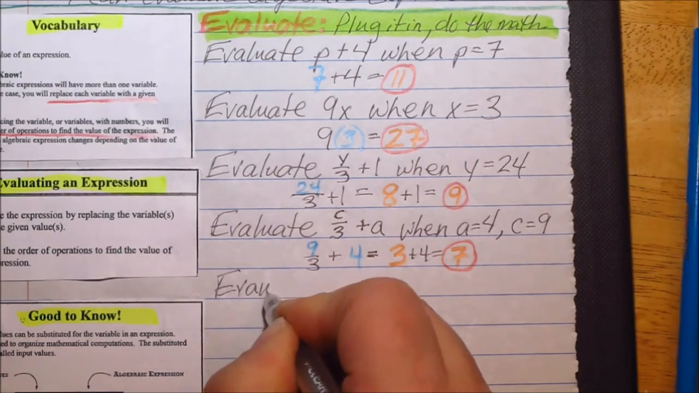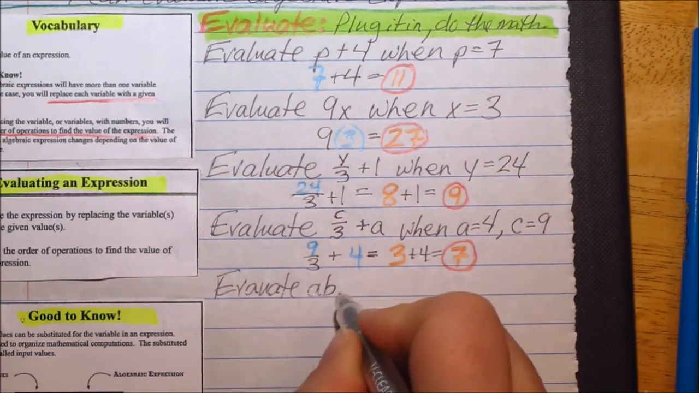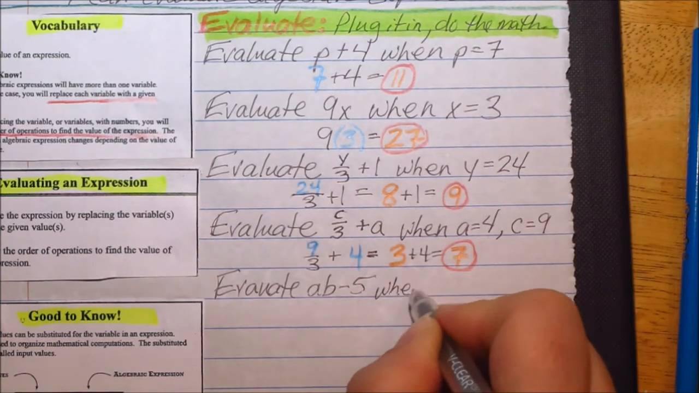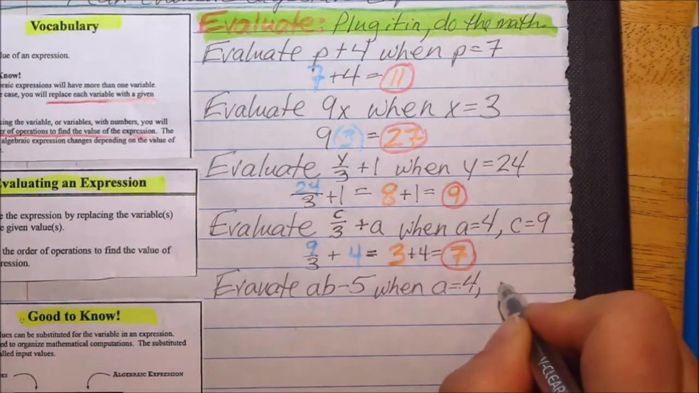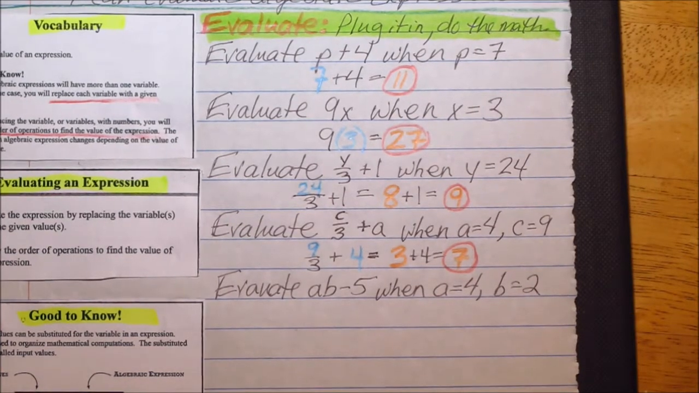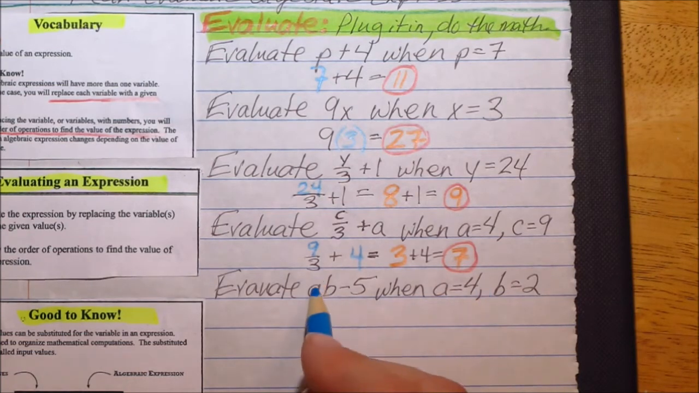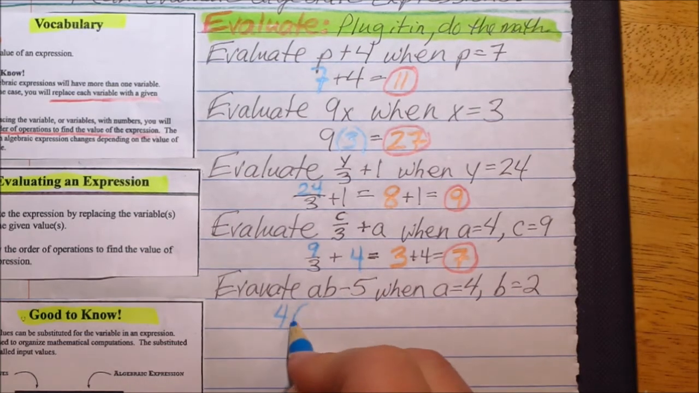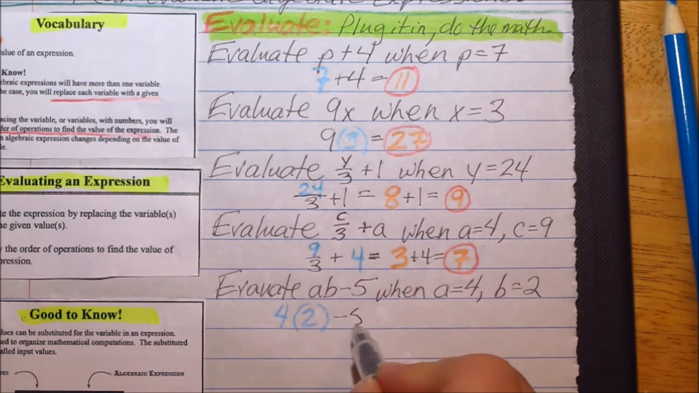Evaluate a times b minus 5 when a equals 4 and b equals 2. Right? So step 1 is to plug in my values for my variables. A is 4, so I'll write this, and b is 2. In parentheses, I'll write the 2.